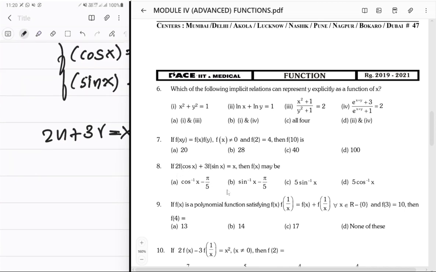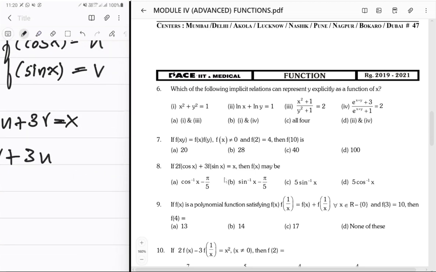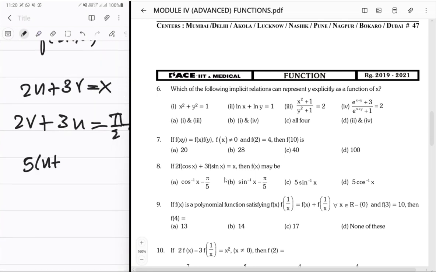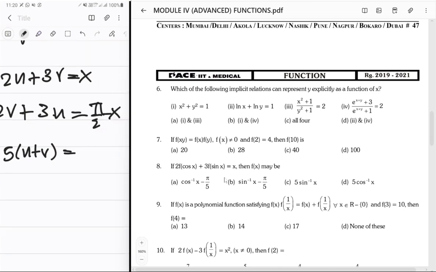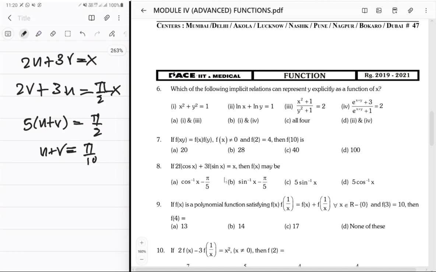So then that's just going to give us 2v, because f of sine x will be over here, right? Pi upon 2 minus x is cosine of that guy, sine of x. Plus 3u, that's equal to pi upon 2 minus x. Just add these up. What do you get? 5 times u plus v is equal to pi upon 2. So basically u plus v is just equal to pi upon 10. That's perfect. You could also subtract this, but why do that when you can just do this? We just say v is equal to pi upon 10 minus u. Put that in there. So 2u plus 3 times, that's 3 pi upon 10 minus 3u, that's equal to x.